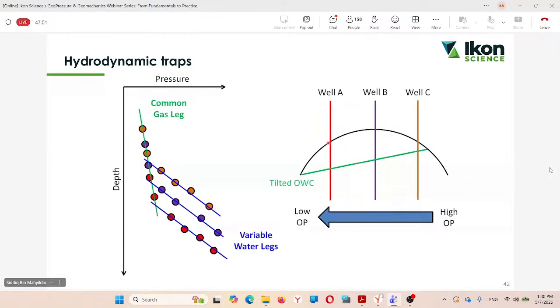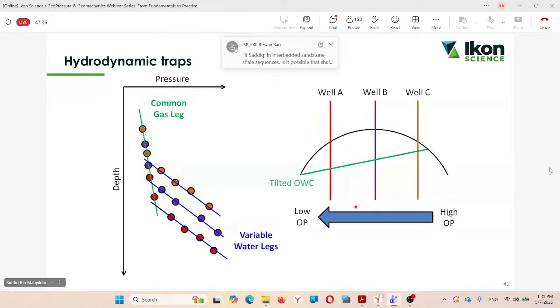It tilts to develop the aquifer hydrocarbon contact in the direction of the low overpressure. It doesn't really affect the gas leg because gas can equilibrate pretty easily, so your gas leg will remain the same. So if you have three wells like this, well A, well B, and well C, you will quickly see that you will have one common gas leg, and then you will have three different gradients for your water legs. So this still suggests one connected reservoir, it's just having different water legs because of the tilted oil water contact.